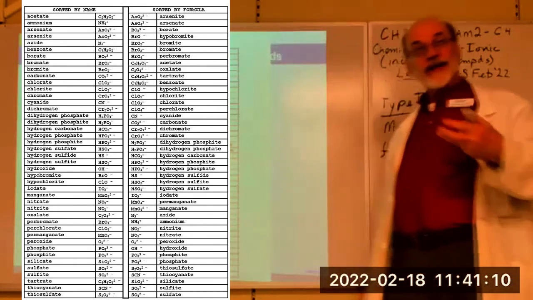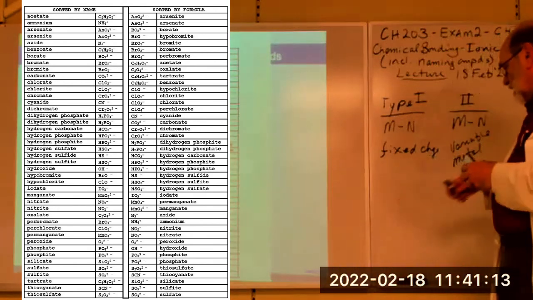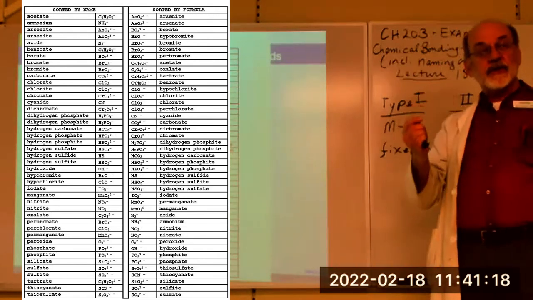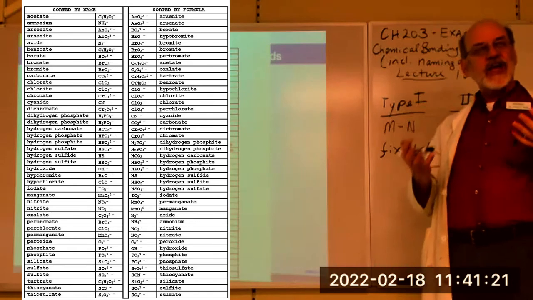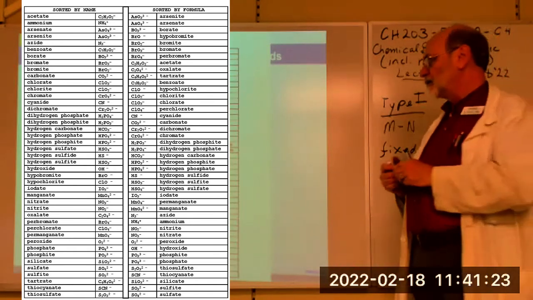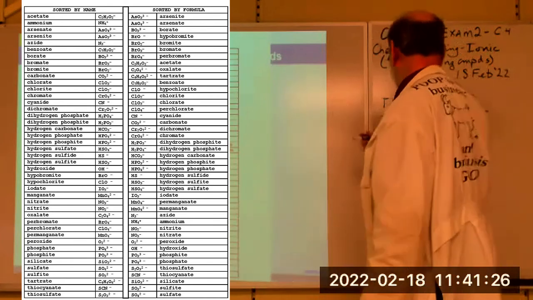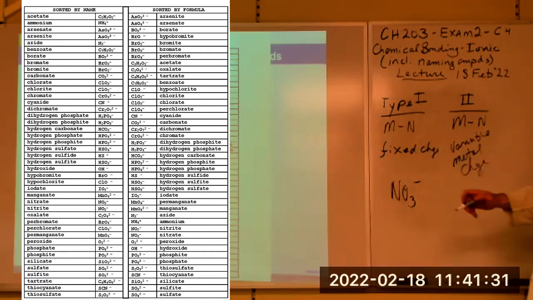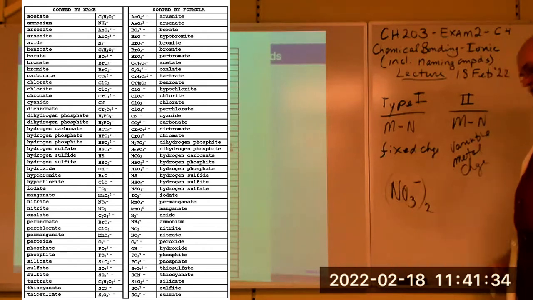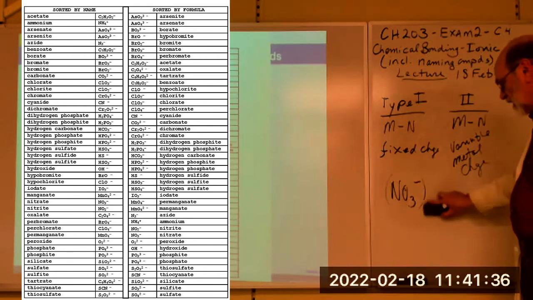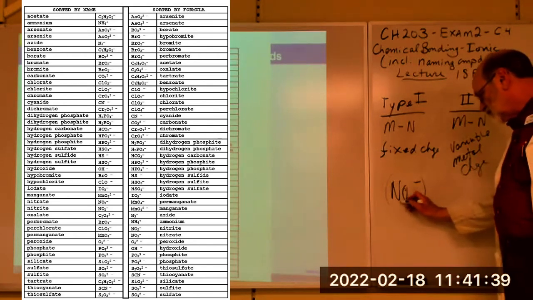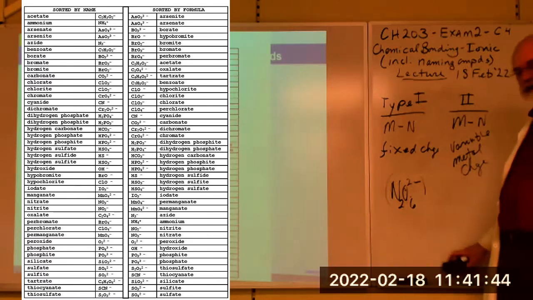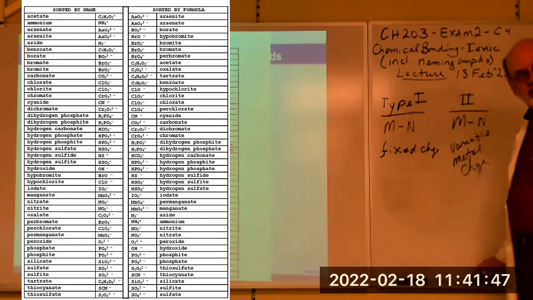So that means when you write the polyatomics in a formula, if you need more than one of them, you have to use a parenthesis and a subscript to say you need more than one. You can't change the subscripts of a polyatomic. So if we have, let's use an example, say nitrate, and you need more than one of them, you do this. You don't go in here and change the subscripts, because they behave as a single unit.